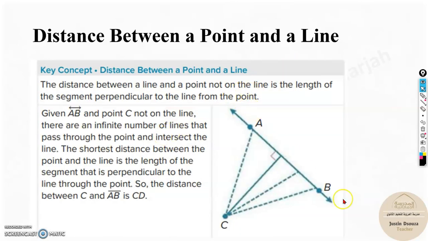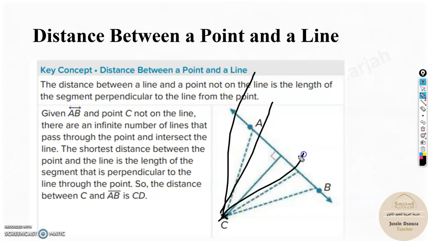Now over here, look at this particular line and this point, C. This is a line AB. Now you can draw an infinite number of lines from this point to this line, say like this. You can keep on drawing straight lines. Mine are very crooked, but I hope you're getting the point. You can draw any number of lines.